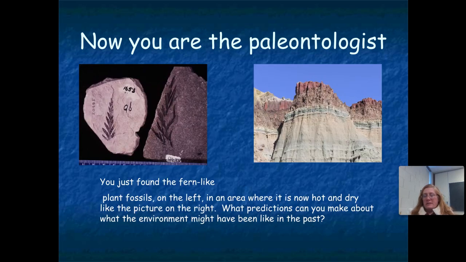For instance, there are areas that have a fair amount of water and a fair amount of shade. So if we see a fern-like plant in a place that is now hot and dry and I don't see any shade there, right? That's going to tell us that in the past, that area must have had trees and must have had a lot more water available than it does today.